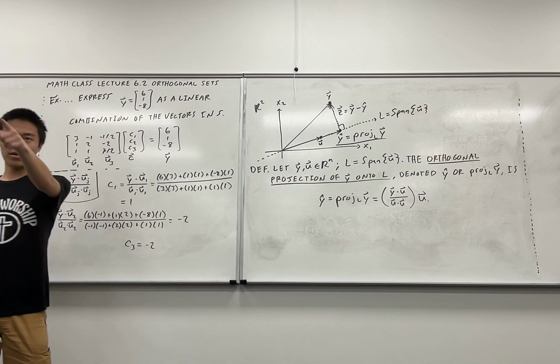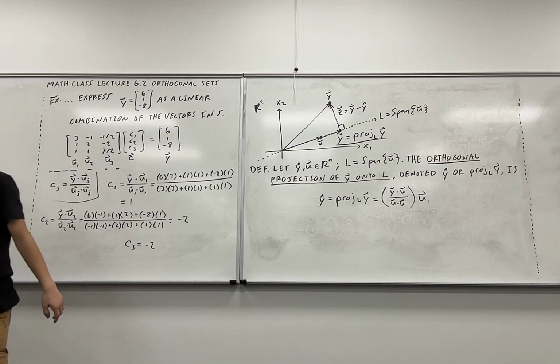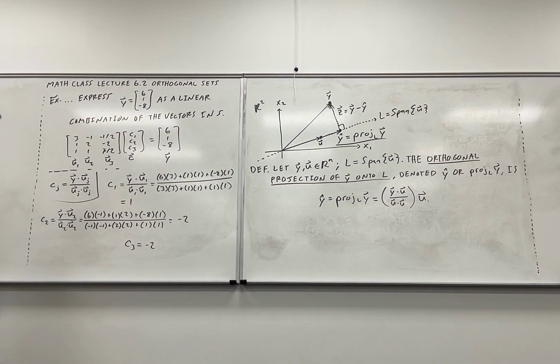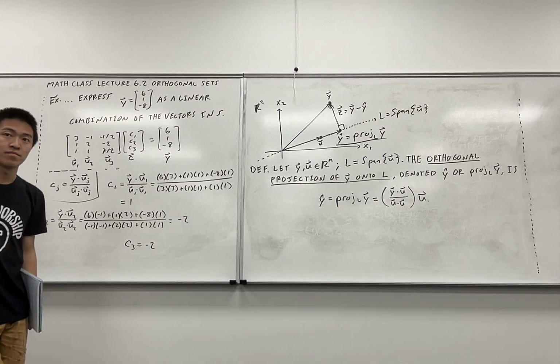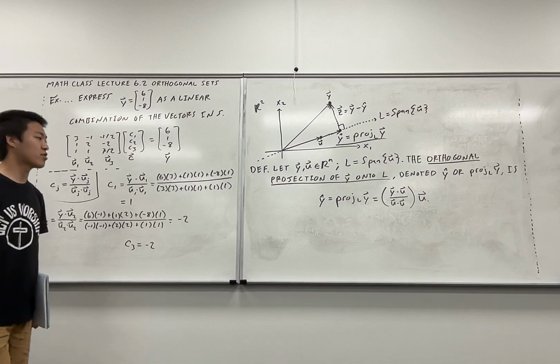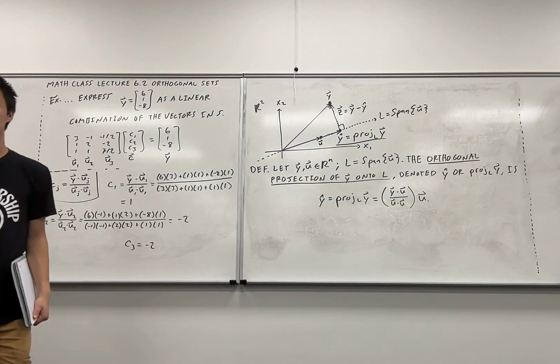Cool? That didn't answer my question. Is it always projection onto L? Because that doesn't seem to make it obvious that L is the span of u. Good question. Like, what if we have u and v?